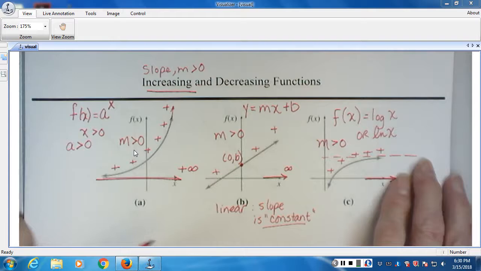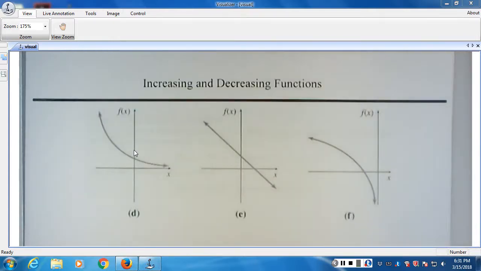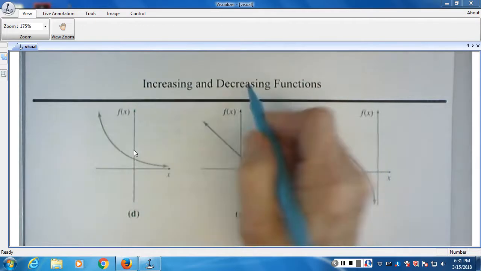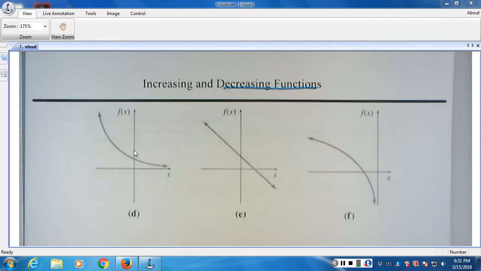Now I'm going to put those aside for a minute, and we're going to look at the other side of the coin. These functions are all decreasing. And what it means for a function to be decreasing is that it's traveling downhill. As you read from left to right, which is the way we read, or as x approaches infinity, the graph goes downhill.